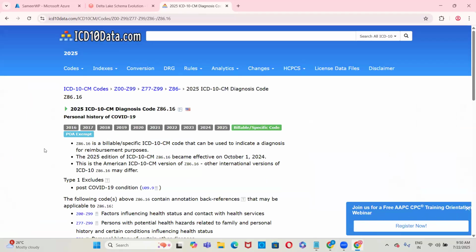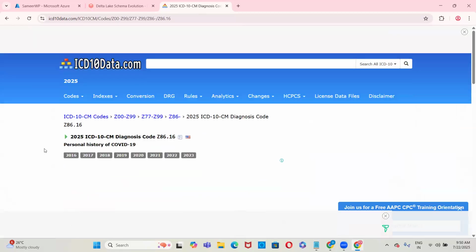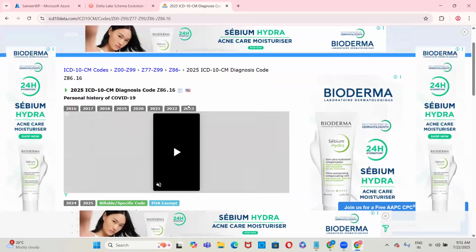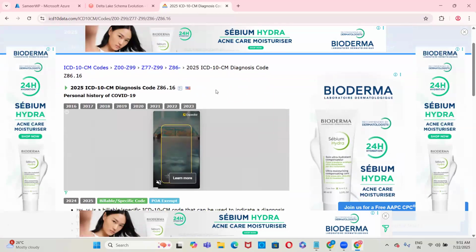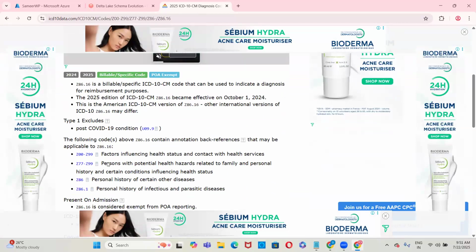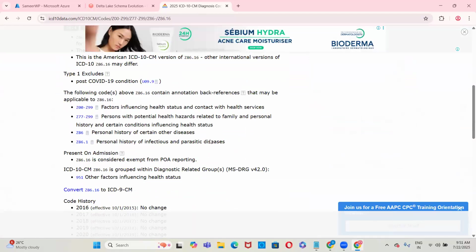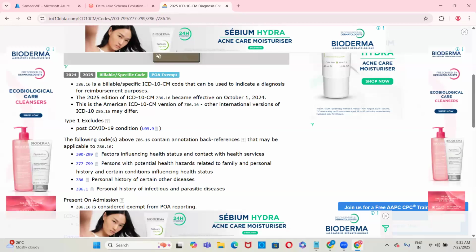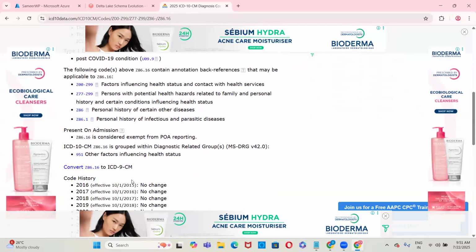See here, guys. So last it is updated here on what? 2023. See here, everyone. The following codes above Z86.16 contains annotation back reference, applicable to factors influencing health status and contact with health service. Persons with potential health hazards related to family and personal history and certain conditions influencing the health status. See here. These are all the codes.